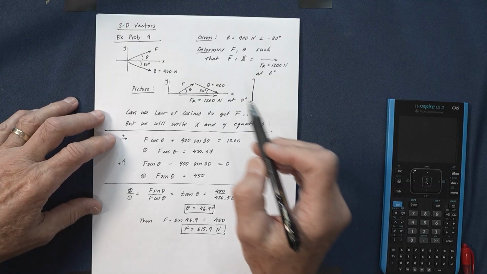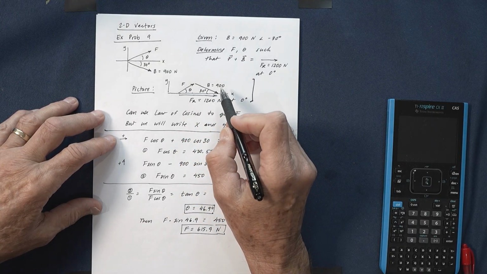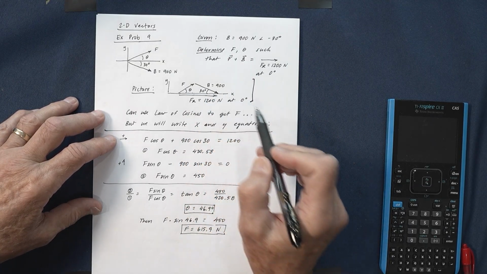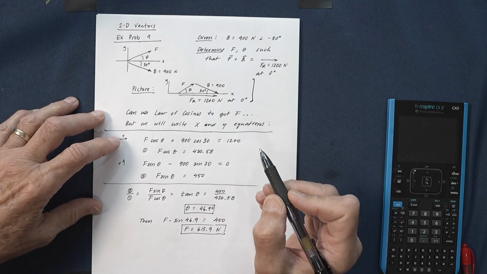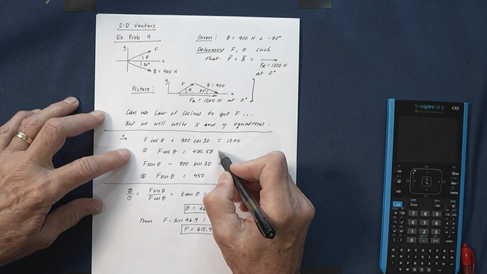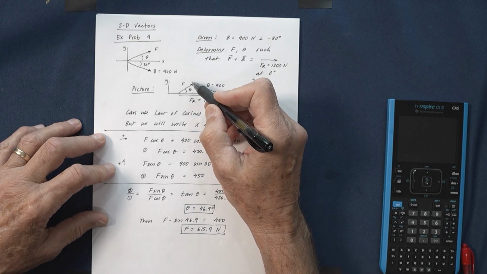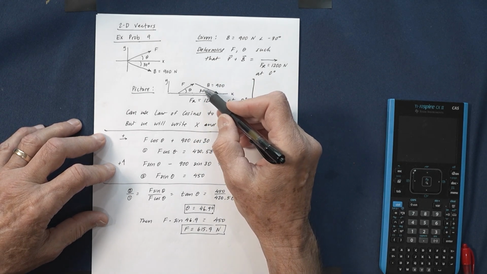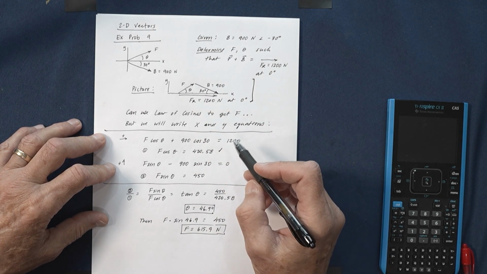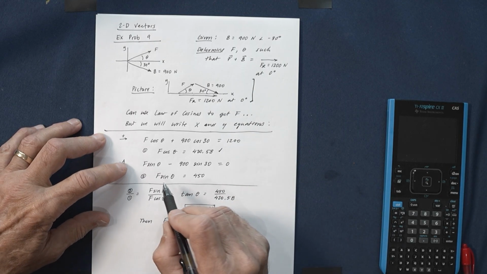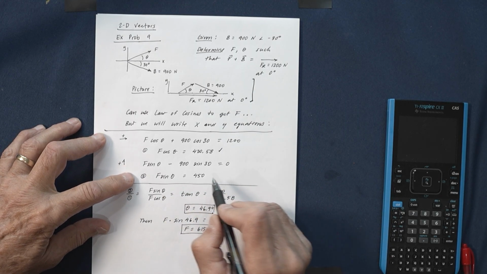So in the x direction, we have F cosine theta plus 900 cosine 30 is equal to 1200, which gives us equation 1. Equation 2, we've got F sine theta minus B sine 30 is equal to 0. So my equation 2 is F sine theta is equal to 450.